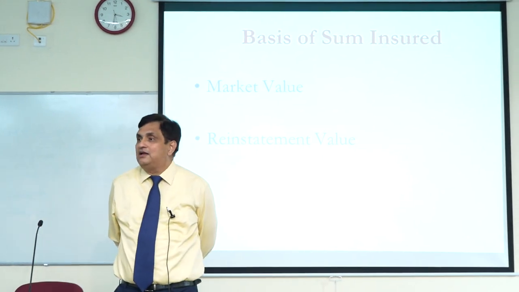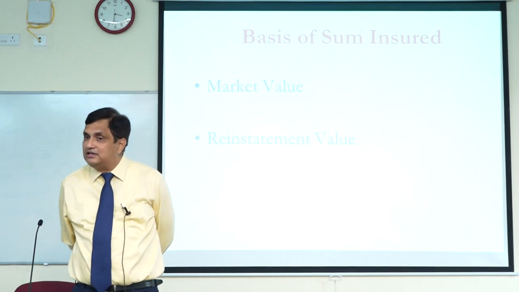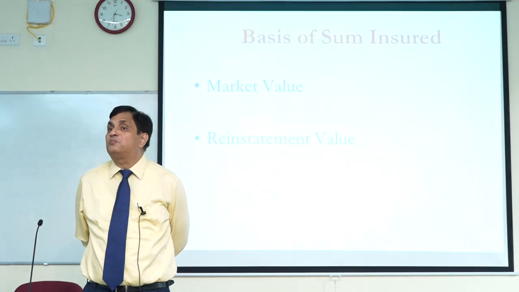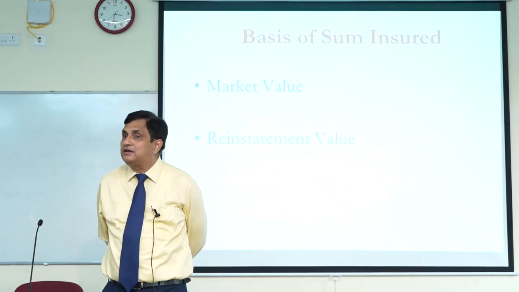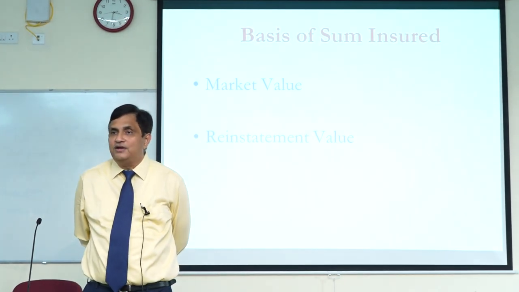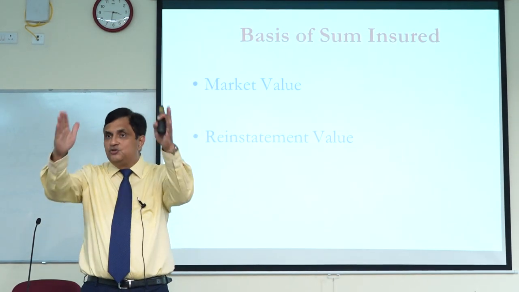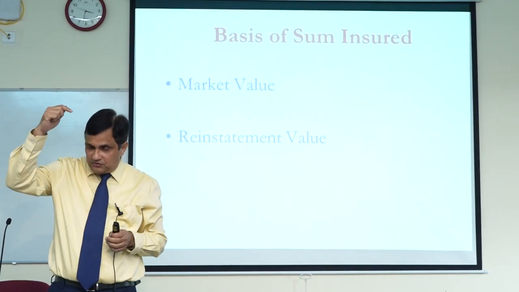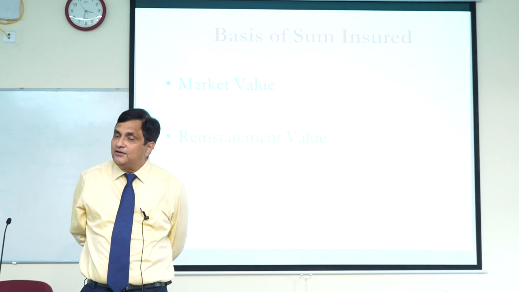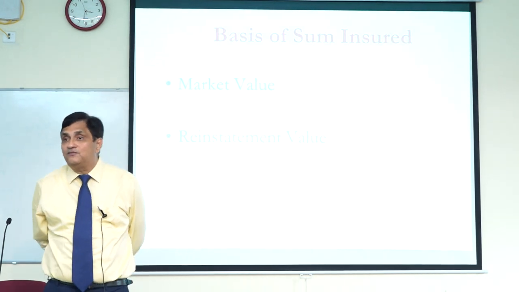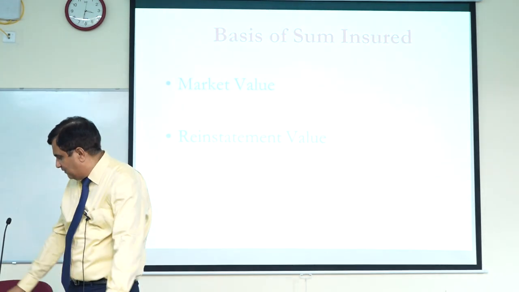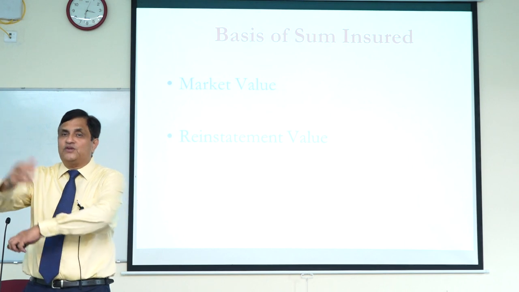Next thing is the basis of sum insured. As I told you already, there is a market value basis and a reinstatement value basis. Market value is nothing but reinstatement value minus depreciation. And reinstatement value is a new replacement value as on the date of loss. And that is how you arrive at this particular sum insured. So when you arrive at a sum insured, first decide whether it's a market value basis or a reinstatement value basis. If you are on a market value basis, you should find out the new replacement value and from that you would deduct the depreciation.